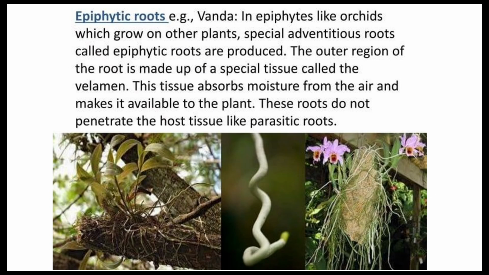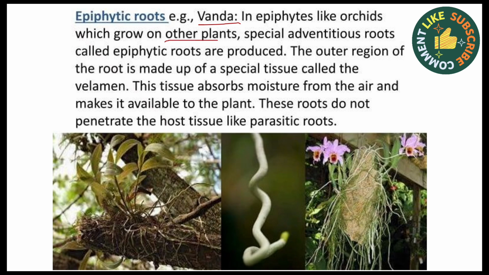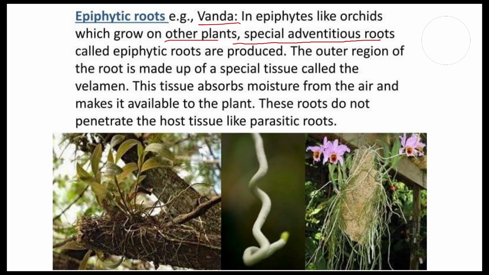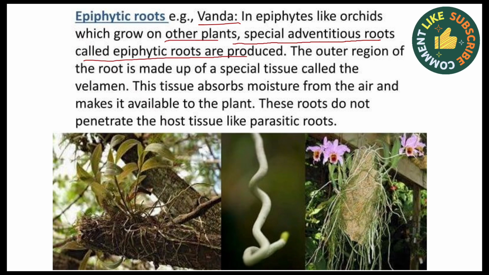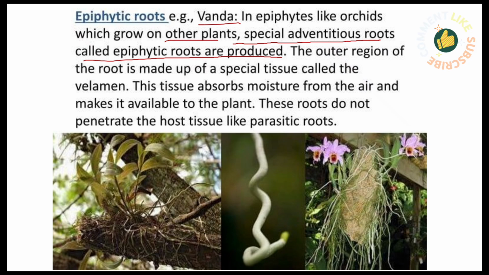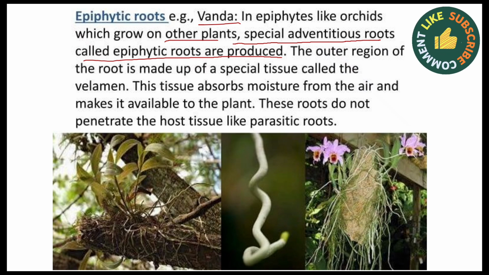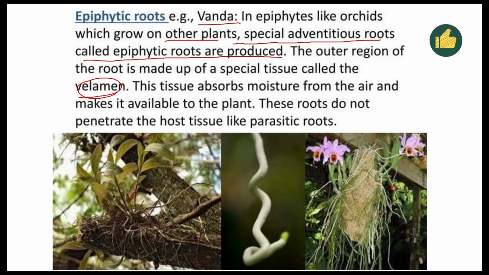Next, epiphytic roots are commonly found in various types of orchid. One of the most common orchids found in our West Bengal is the Vanda species. In this plant, the roots grow on other plants. Special adventitious roots called epiphytic roots are produced. The outer region of the root is made up of a special tissue called velamen. This tissue absorbs moisture from the air and makes it available to the plant. These roots do not penetrate the host tissue like parasitic roots.